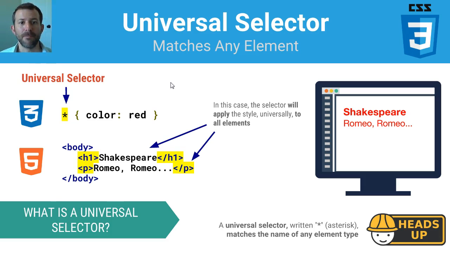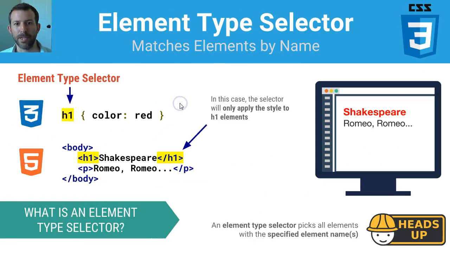For example, if I wanted to color all of the text on the page red, I could use the universal selector and it would automatically apply this style rule to every single element on the page. That is why it's called a universal selector. It will universally style something.